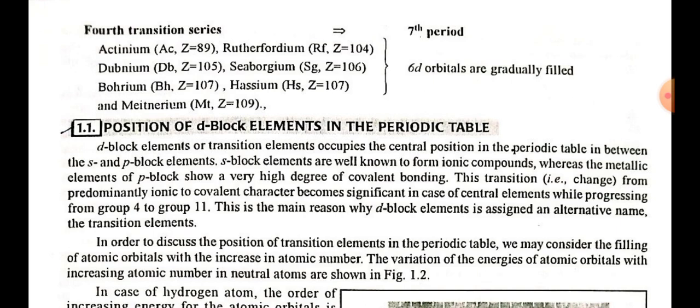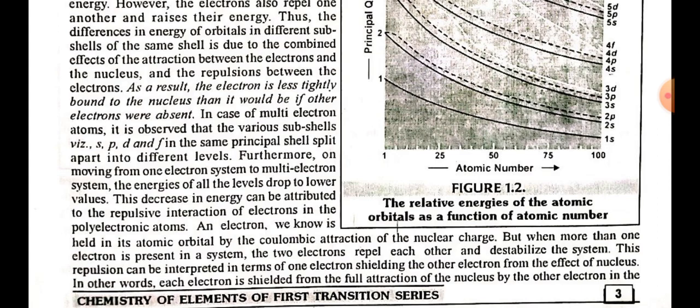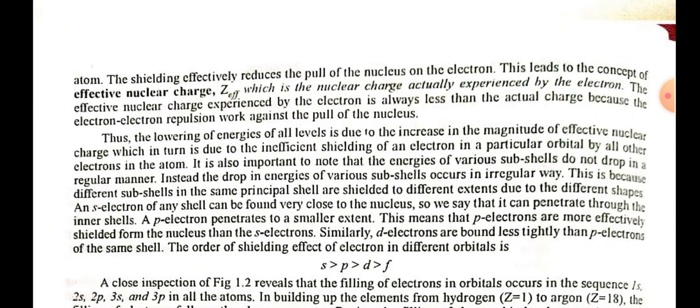An electron, we know, is held in its atomic orbital by the Coulombic attraction of the nuclear charge. But when more than one electron is present in a system, the two electrons repel each other and destabilize the system. This repulsion can be interpreted in terms of one electron shielding the other electron from the effect of nucleus. In other words, each electron is shielded from the full attraction of the nucleus by the other electrons in the atom.